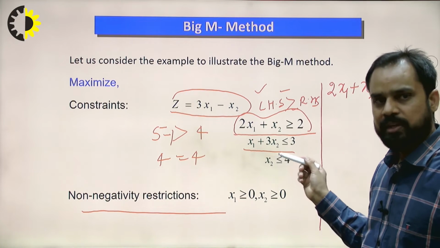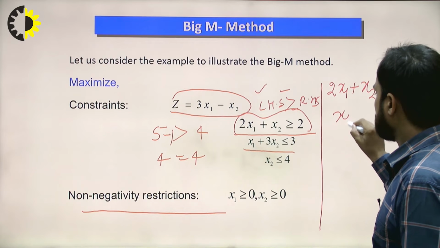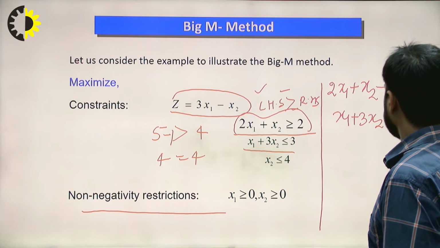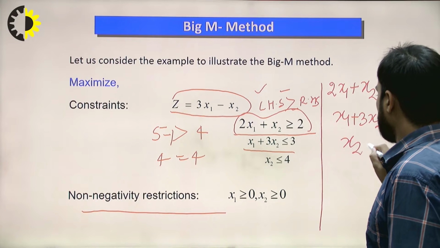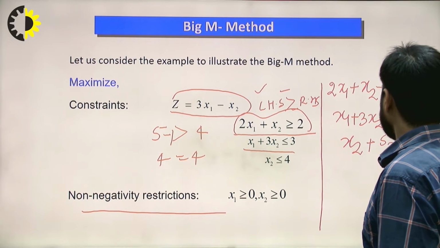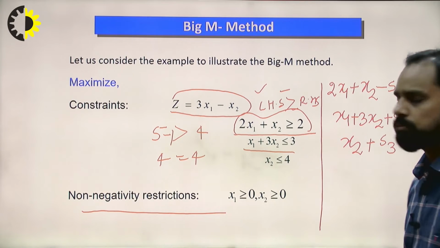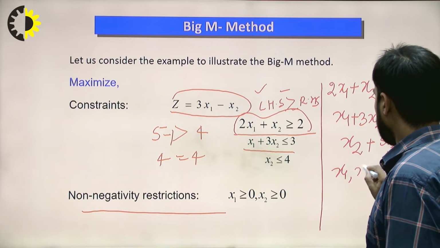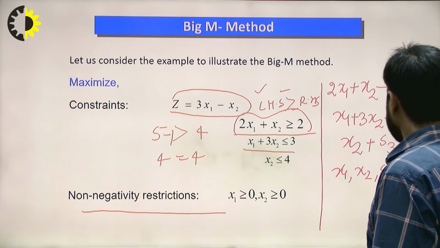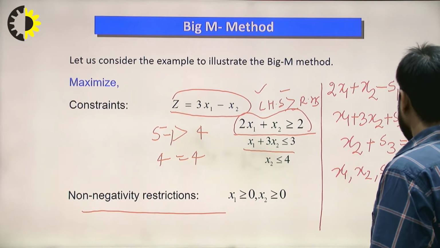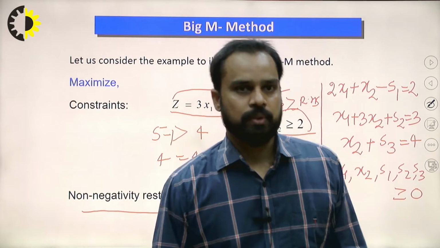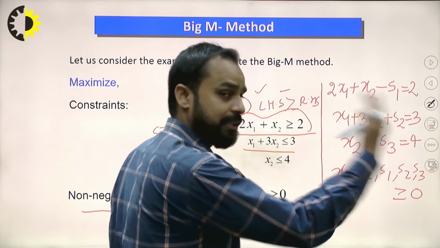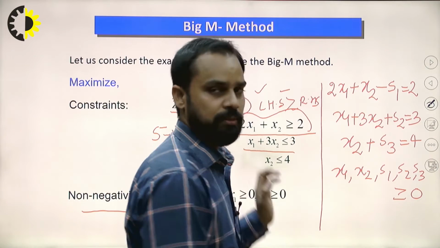These are constraints of less than type, so a slack variable is required: x1 plus 3x2 plus s2 is equal to 3. Another one is x2 plus s3 is equal to 4. And the non-negativity restrictions become x1, x2, s1, s2, s3, all greater than or equal to 0, right? Now the second step: there is no negative sign in the right hand side of the constraints. All are positive. It's okay.